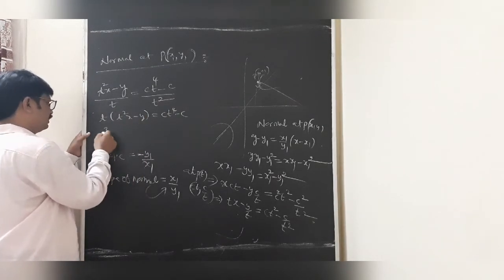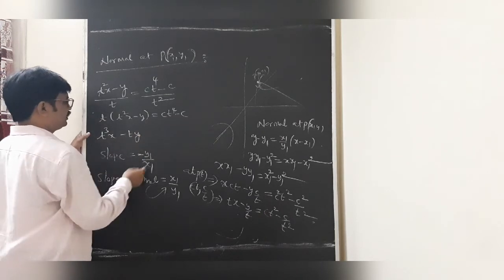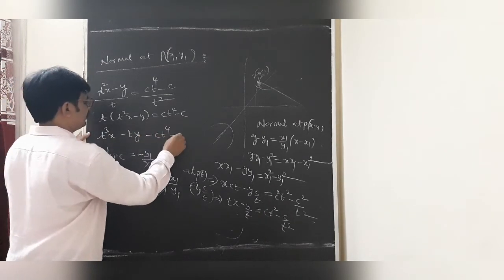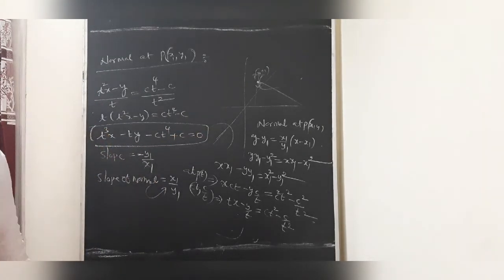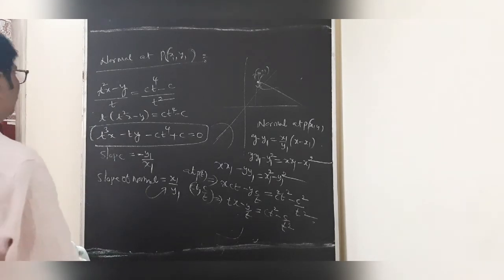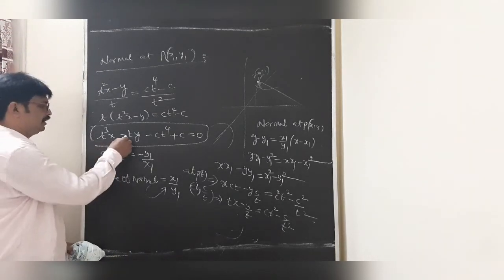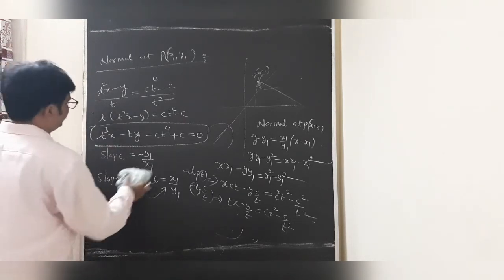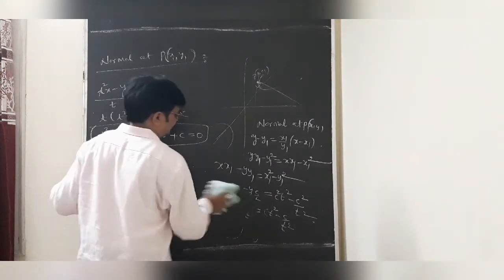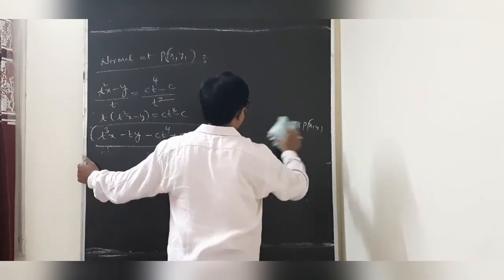This is the equation of the normal at t: t³x − ty − ct⁴ + c = 0. Now students, we are going to discuss the normal at t₁ to the rectangular hyperbola.